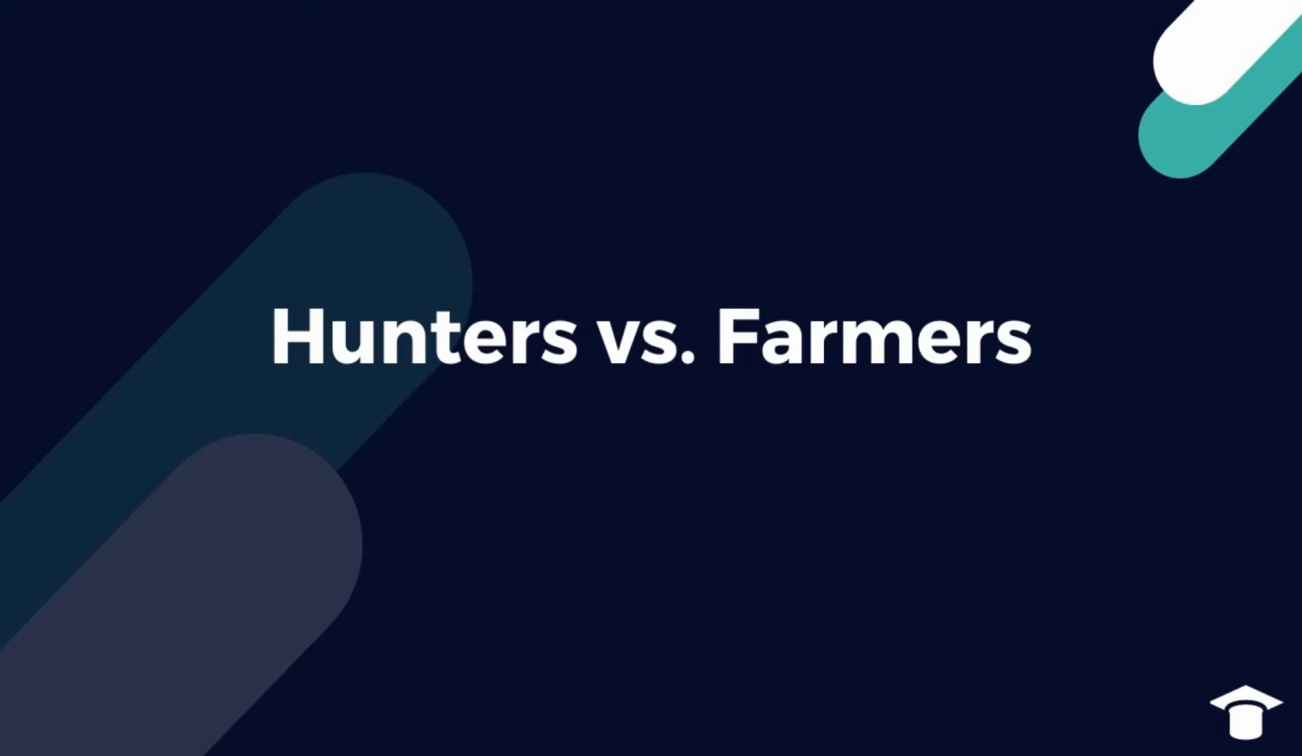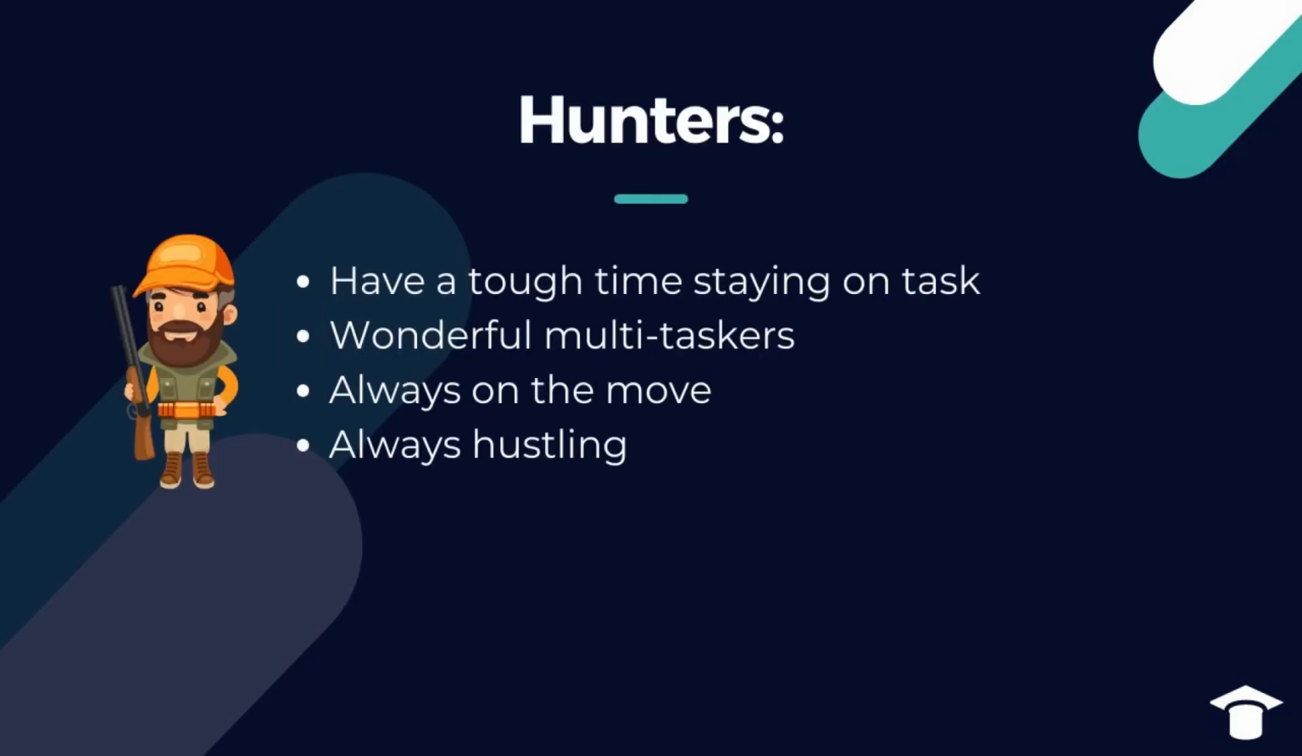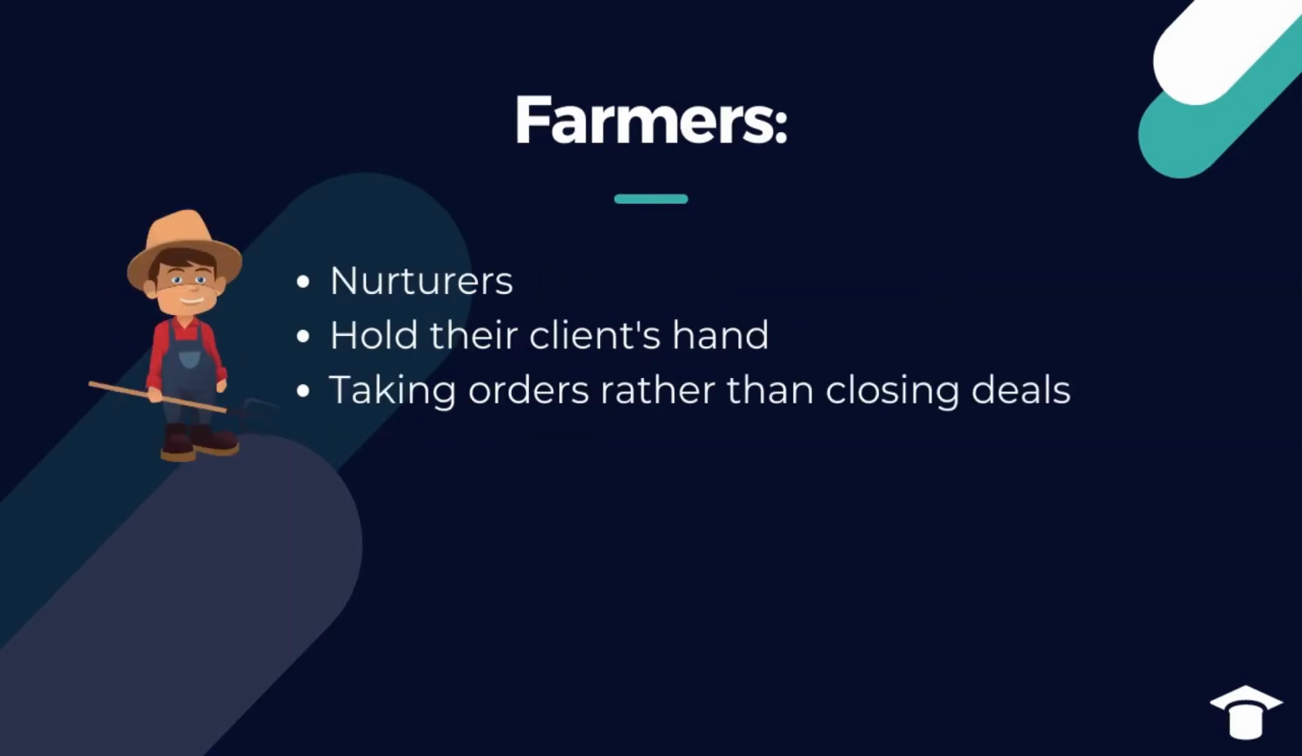First, let's define hunters and farmers. Hunters typically have a tough time staying on task, are great multitaskers, and are always on the move and always hustling. Farmers are your nurturers. They're the ones who hold their client's hand and walk them through the process. Farmers are typically taking orders rather than closing deals.